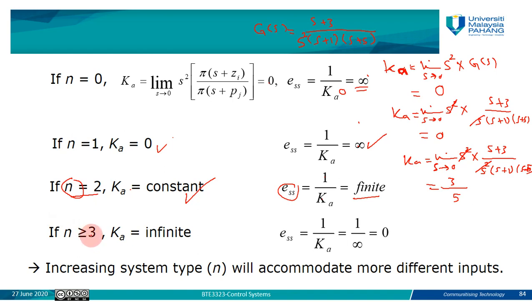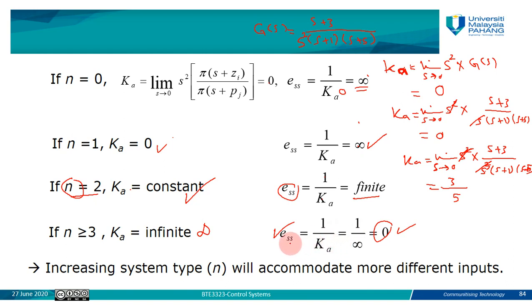If the system is type 3, that means you have s square and you have here s cubed. After you cancel the s square with the cubic, you still have one s in the denominator. So in this case, the value of Ka will become infinity, because a number over 0 gives you infinity. If Ka equals infinity, the steady state error equals 1 over infinity, which is 0, the best value. So no error, no difference between the set point and the response of our system. The steady state error is equal to 0.